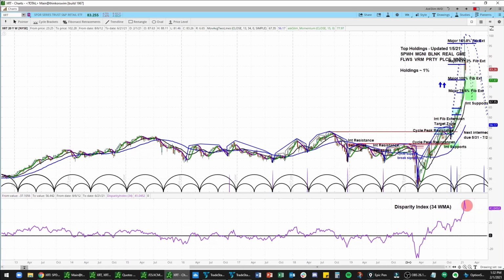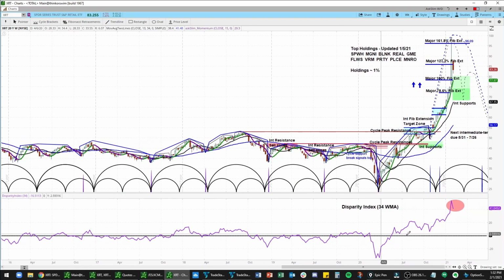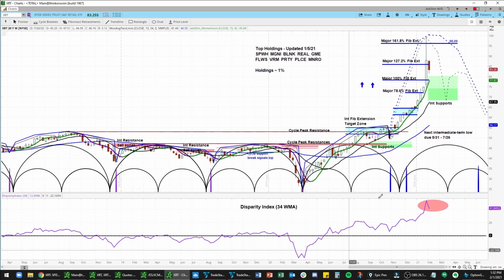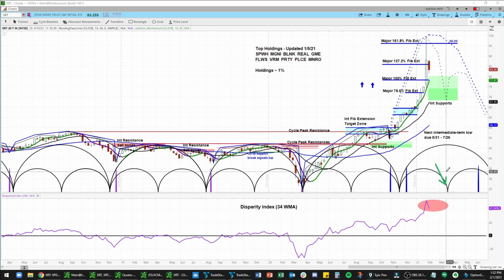So let's go ahead and look at the cycle analysis to give us a little bit more context here. What you'll see here is that we have a mid-cycle low due right around the middle to end of March. Given how far we are from our 34-week moving average, we would look for a pullback on the downside, likely into this zone here from 74.25 down to around 68.40 or so, into this next mid-cycle low. That is with the XRT trading right around 83.26.